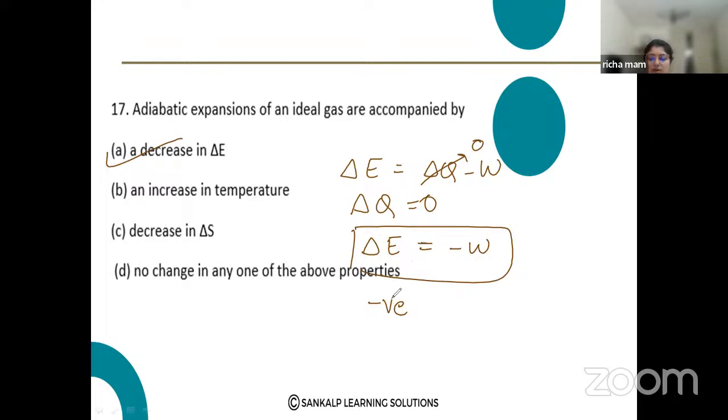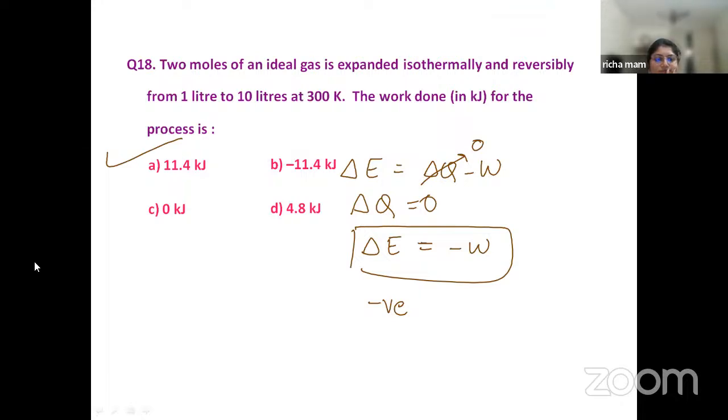So the negative sign indicates the decrease in the internal energy, which is equal to the work done on the system by the surrounding. So it is A. The answer is A. Okay, understood?